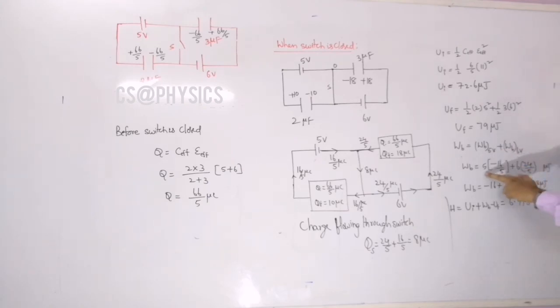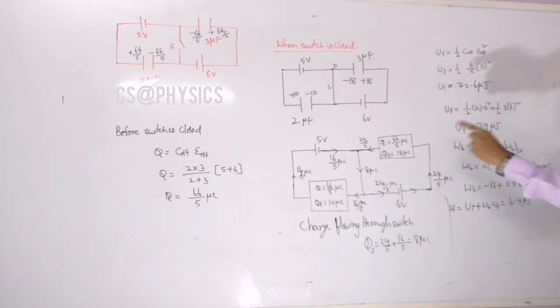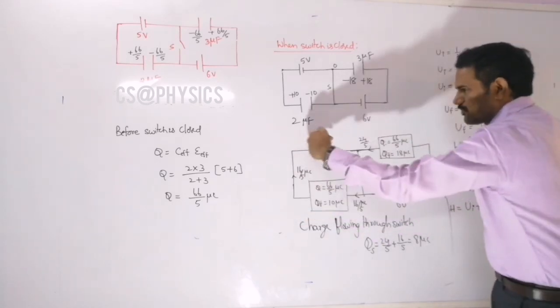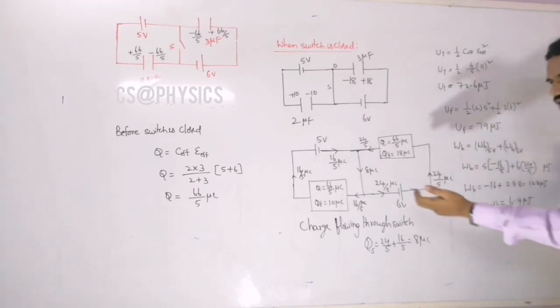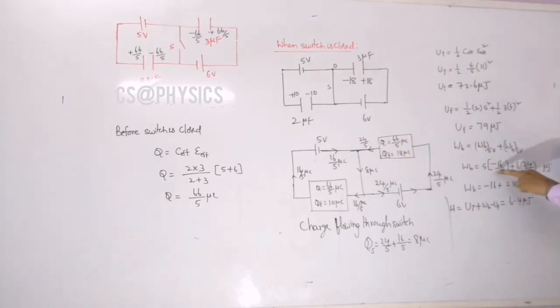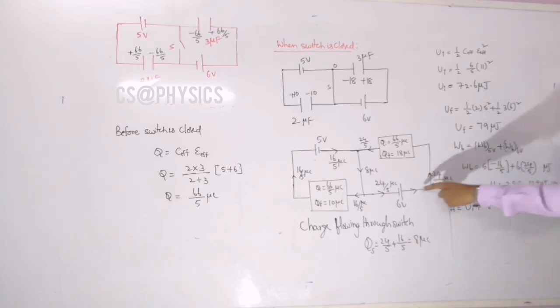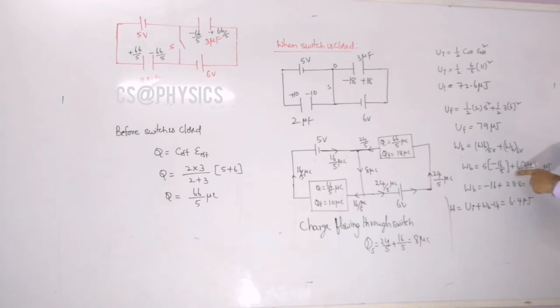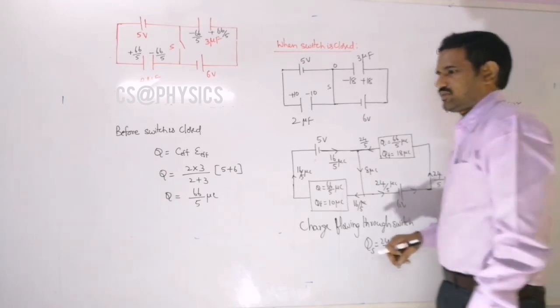So the work done by the 5 volt cell is the voltage, 5, into delta Q, and this delta Q is entering the positive terminal, so we need to take it as minus 16 by 5. And plus, this charge is flowing out of the positive terminal, so plus 24 by 5. On simplifying this, we are getting 12.8 microjoules. Now let us substitute those values: 72.6 plus 12.8 minus 79, so you will get this value as 6.4 microjoules. That is the amount of heat produced in this circuit.